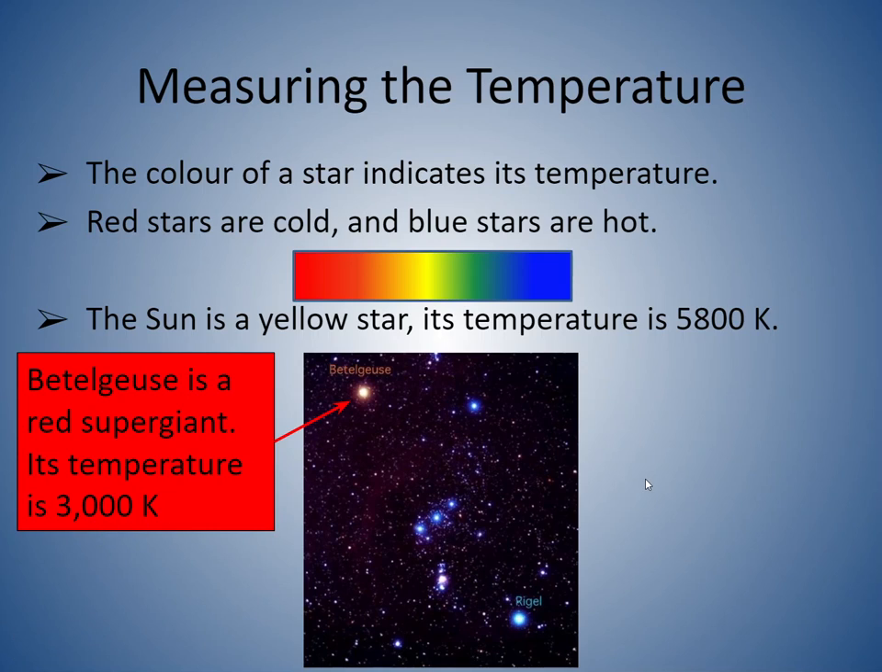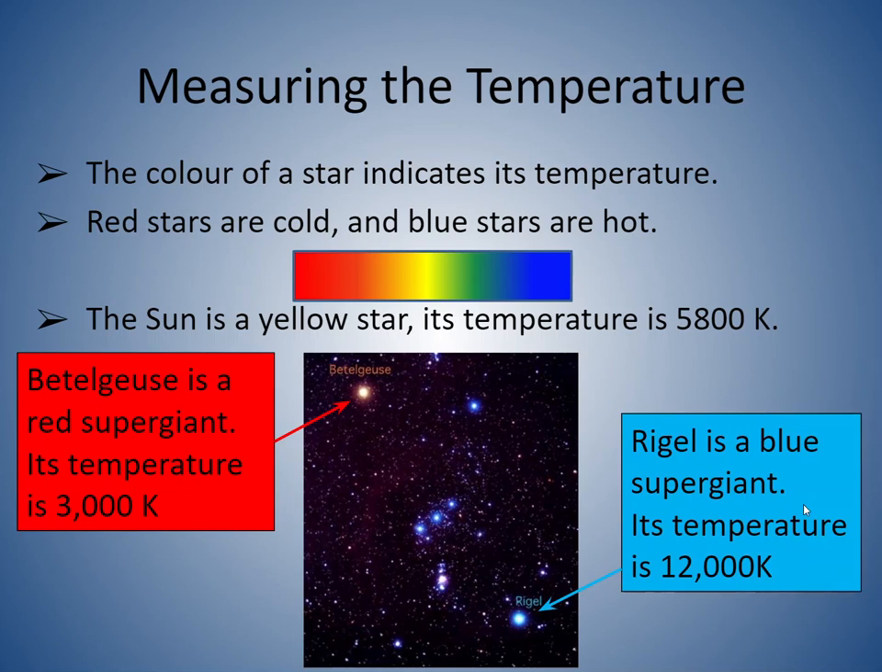And again, I want to emphasize these are surface temperatures, right? So the color only tells us about the surface temperature. The cores get much, much, much, much hotter. Rigel's surface temperature indicates it's about 12,000 Kelvin. So again, a huge difference between these two stars.